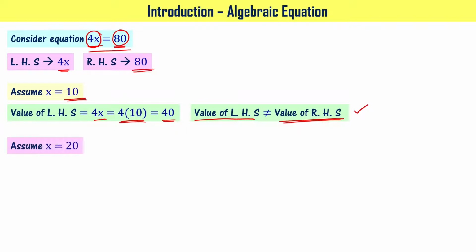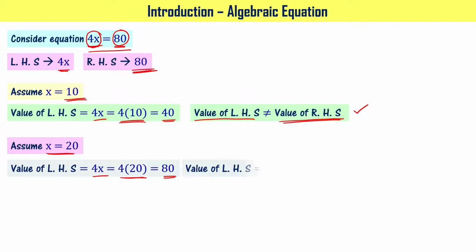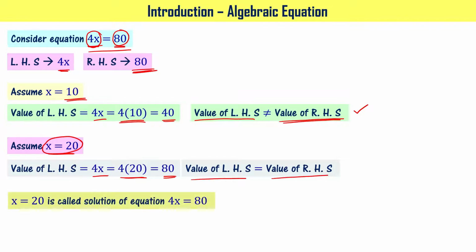Then let's substitute x equal to 20. I'm assuming x equal to 20. When you substitute x equal to 20 into LHS, it becomes 4x equal to 4 times 20, that is equal to 80, right? And we know that RHS is already 80, right? Value of LHS is equal to value of RHS. In this particular case, when you assume x equal to 20, value of LHS is equal to value of RHS. That's why we say that x equal to 20 is solution of the given equation 4x equal to 80.